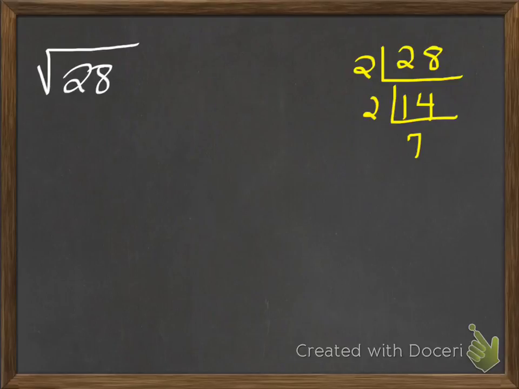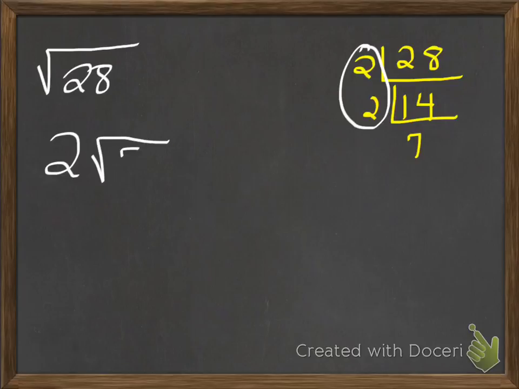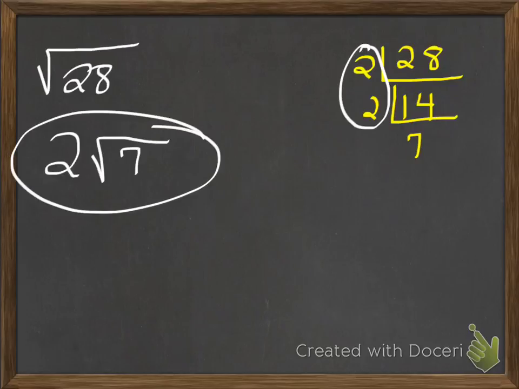When I am finding the square root, I'm looking for sets of 2 in my factors. So there's a set of 2 2's. I'm going to write that down in front. And then I will multiply any other factors left and put them under the square root. In this case, it's just 7. So this is my simplified answer.